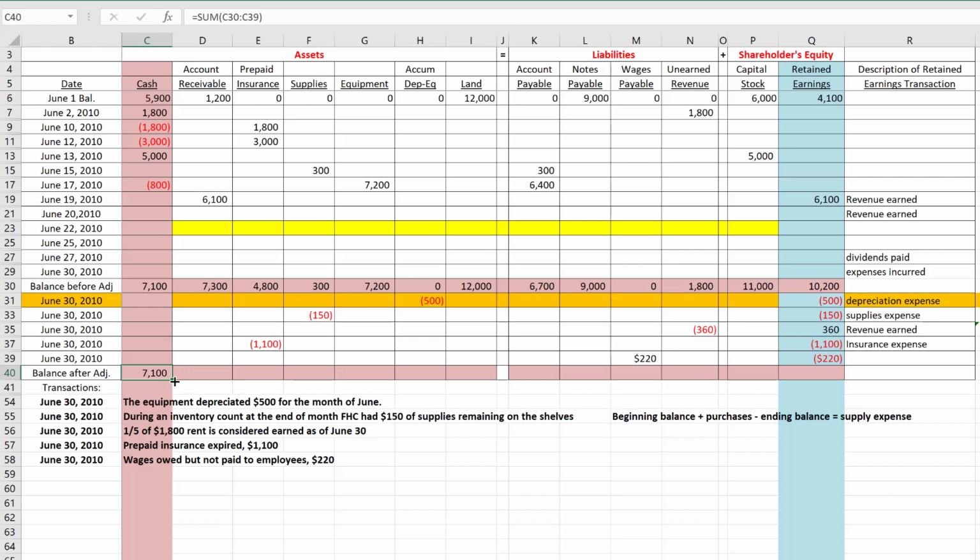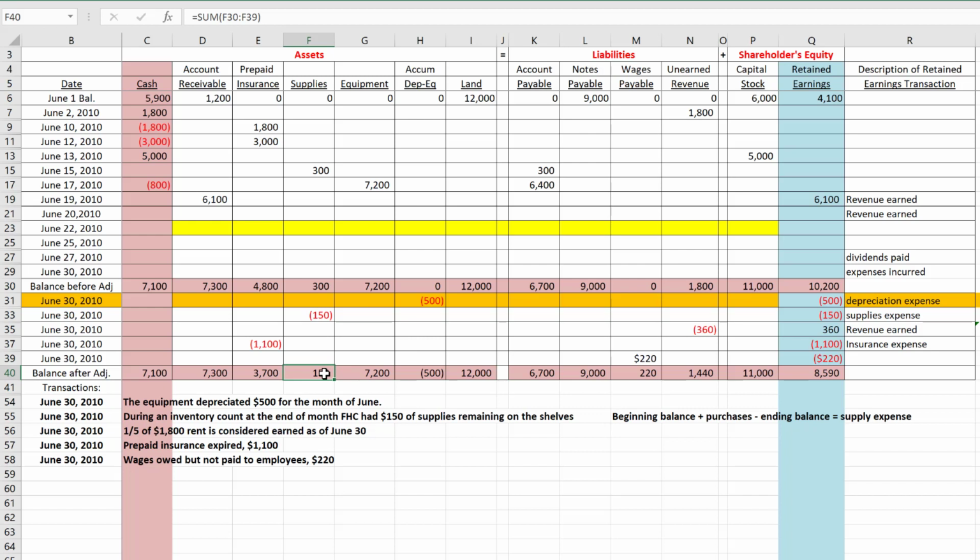Let's then scroll this over for the assets. Scroll this over for our liabilities and stockholder equity and see what we have. Well, cash did not change, neither did accounts receivable. There were no adjusting entries related to those accounts. But you notice how the prepaid insurance, before the adjustment, we had $4,800. We had an $1,100 adjustment specifically related to the fact that some of the insurance has expired. Our supplies, as we stated, we did a physical inventory count and the ending balance was 150.